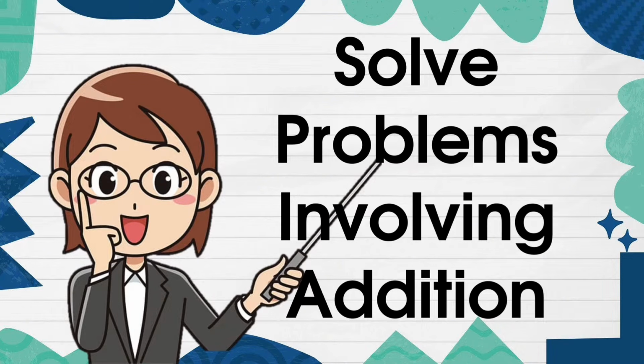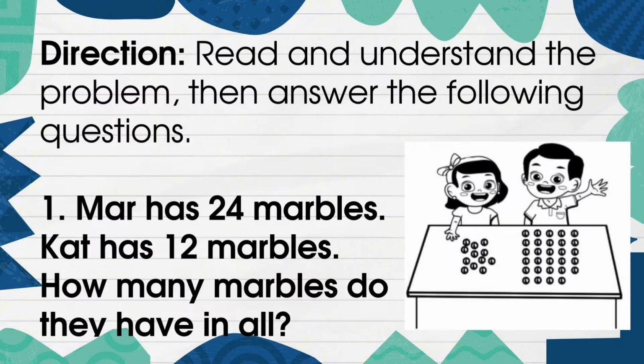Solve problems involving addition. Read and understand the problem, then answer the following question. Mar has 24 marbles. Kat has 12 marbles. How many marbles do they have in all?